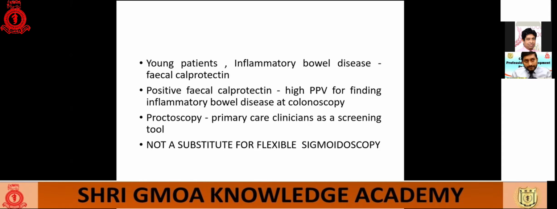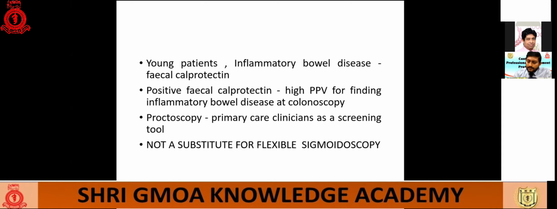If a young patient comes with PR bleeding, abdominal pain, history of fever and mucus discharge, we have to always think of inflammatory bowel disease. If we suspect inflammatory bowel disease, we can do a fecal calprotectin level. If the fecal calprotectin is positive, the chance of finding inflammatory bowel disease on subsequent colonoscopy is high. So it has a high positive predictive value.